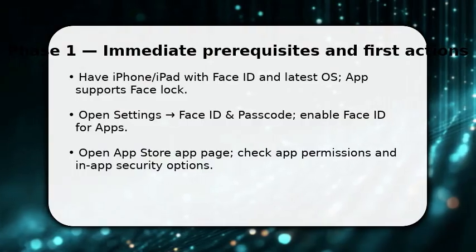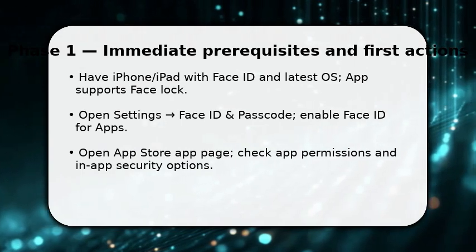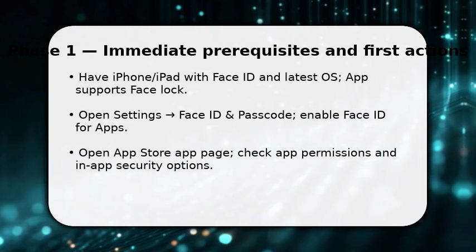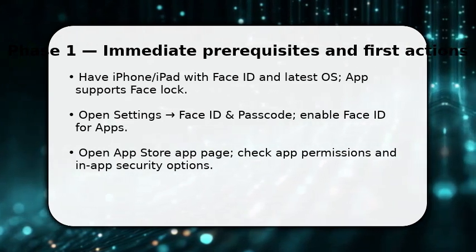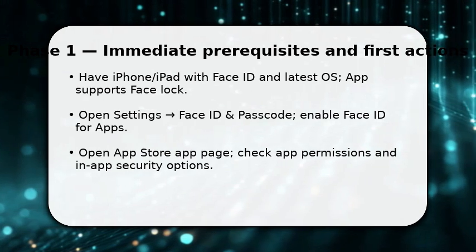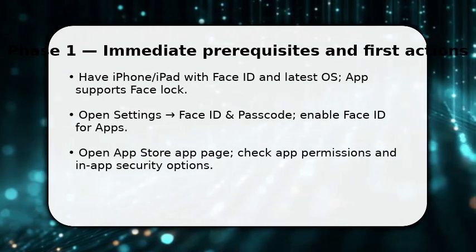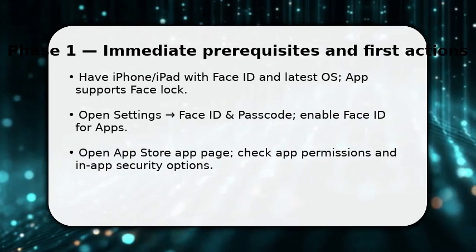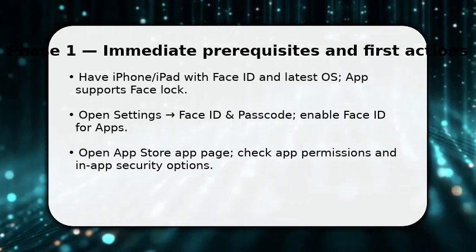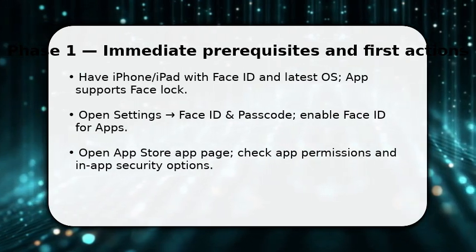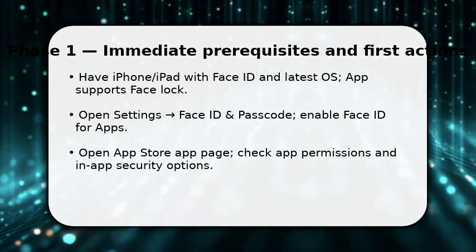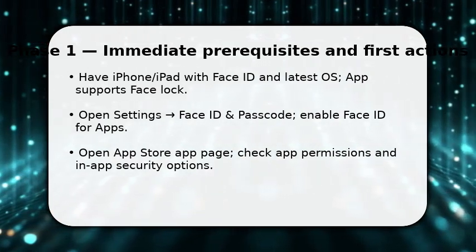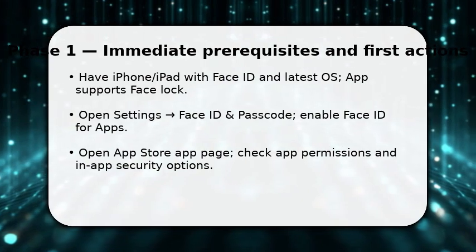You start by confirming prerequisites: a Face ID device and the app supporting Face Lock. Open Settings, go to Face ID and Passcode, and enable Face ID for apps. Then open the App Store page for the app and verify it lists biometric authentication or in-app security. Once done, install or update the app. Make sure you grant camera and biometric permissions when prompted. This sequence ensures the system and the app both recognize Face ID before you enable protection inside the app.